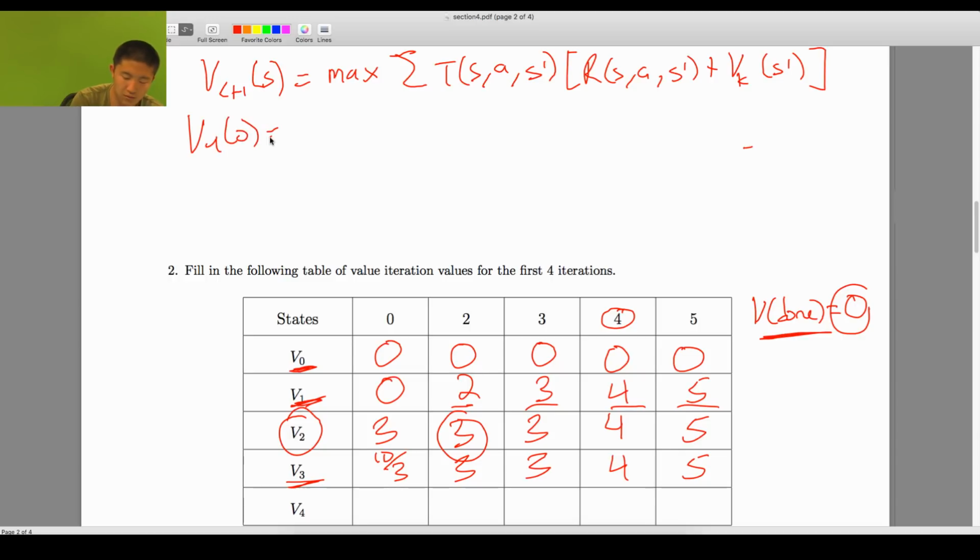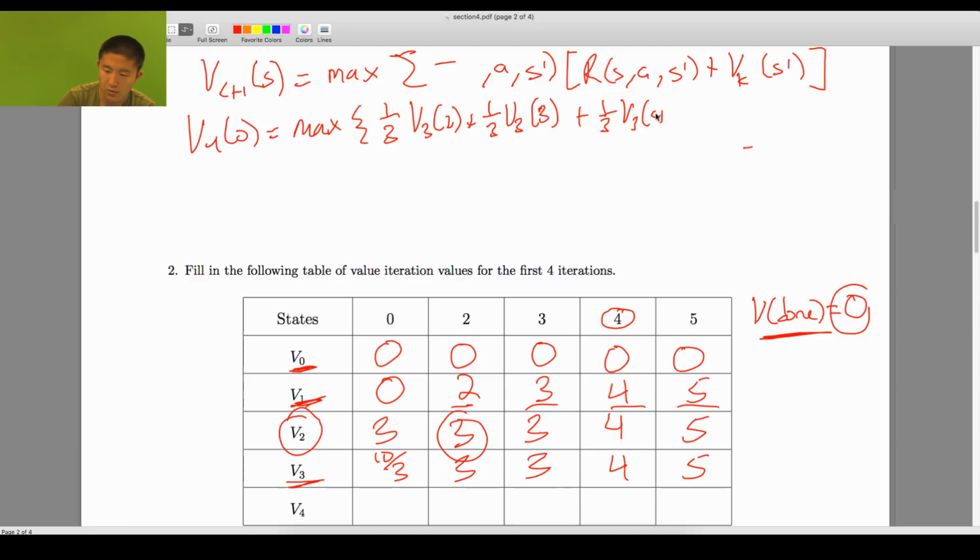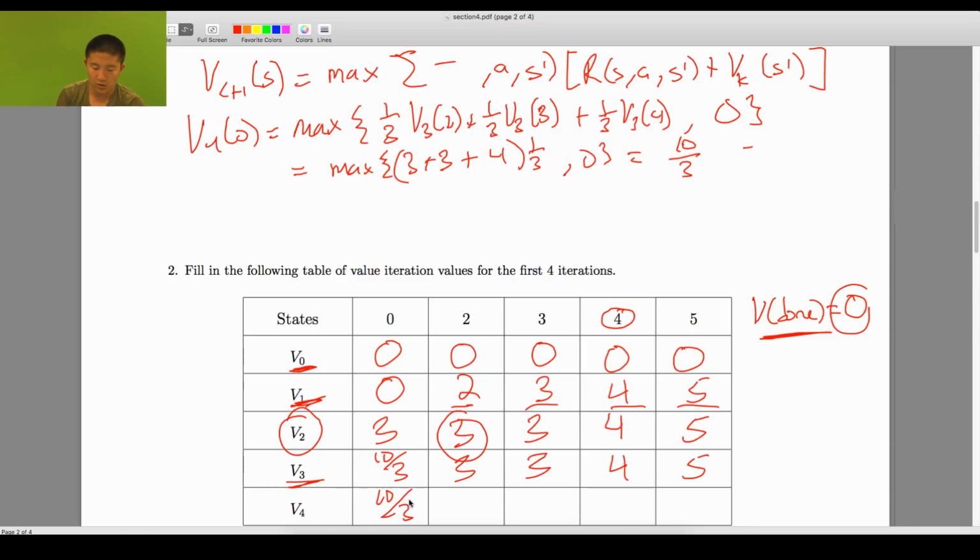for v4 of 0, we have the max of 1/3 times 10/3. Oops, sorry, not 10/3. Times 2 plus 1/3 times 3. Wait, sorry, it would be v3 of 2 plus 1/3 v3 of 3 plus 1/3 v3 of 4 with 0, which is equal to the max of 3 plus 3 plus 4 times 1/3, which is still equal to 10/3, so this doesn't change.